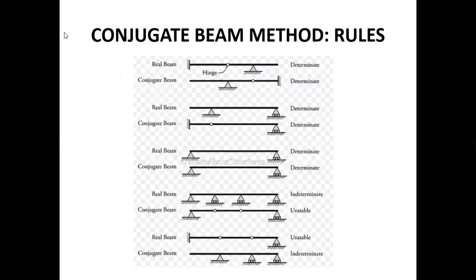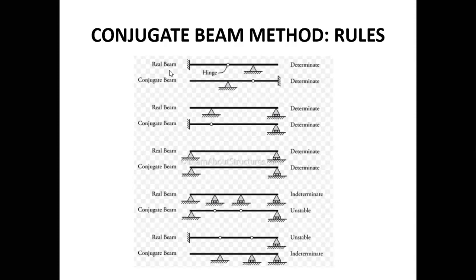Now, very important method. We have already discussed this in Structure Analysis 1. Here again, we'll see the application of it. Conjugate beam method. The conjugate beam theorem says something, and according to it, there are certain rules which we use while analyzing a structure using the conjugate beam method.